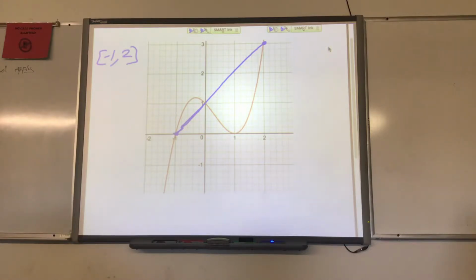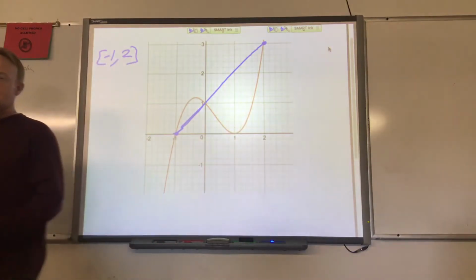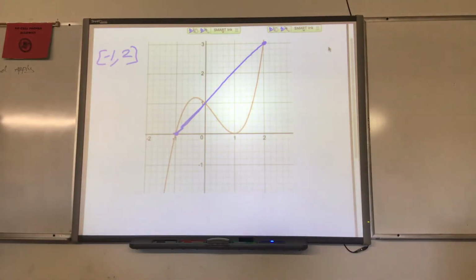Now, the MVT guarantees that what has to happen between -1 and 2? I have to have a tangent line that has that same slope. Okay, can you see anywhere up there where I'm going to have a tangent line that's going to have the same slope? And does anybody want to come up and draw? There's 2 of them. Come up and draw one of them. Come on, Hunter. And let's give you a different color.